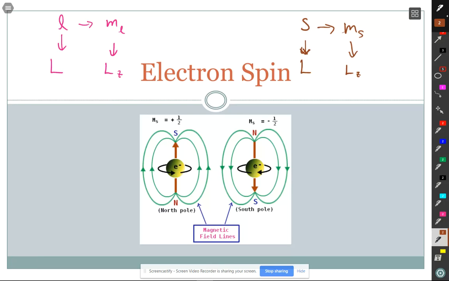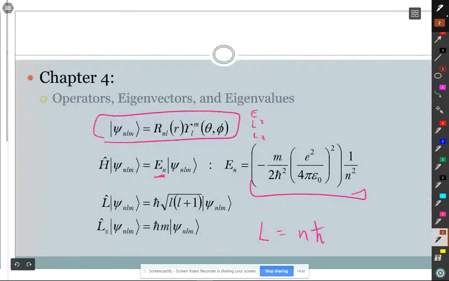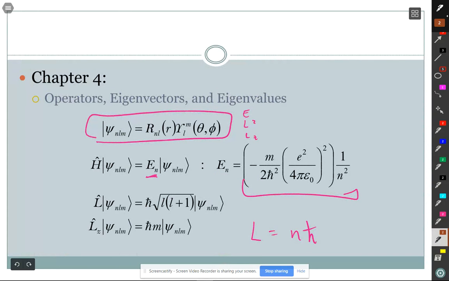So remember we had the eigenvalues for L. What was the eigenvalue for L? I'll go back one slide. What's the eigenvalue for L? H bar times what? That was Bohr's hypothesis that was wrong.